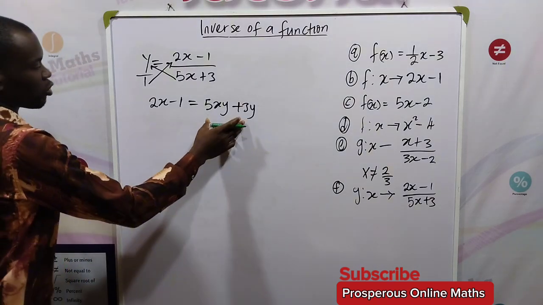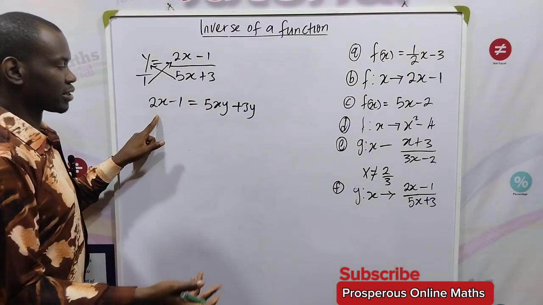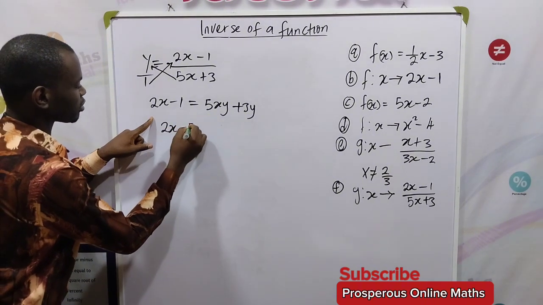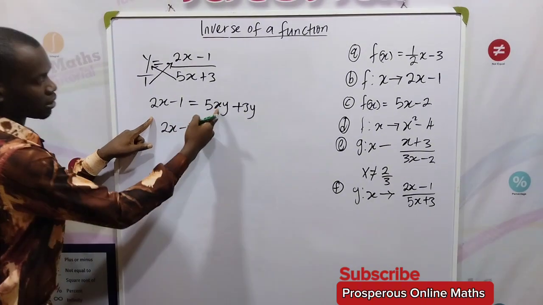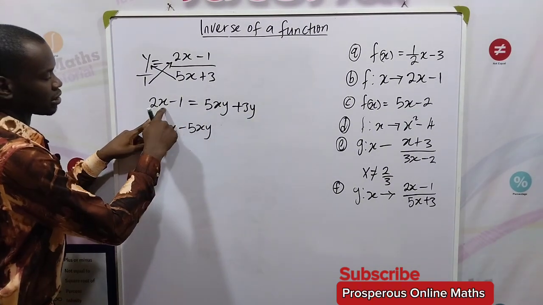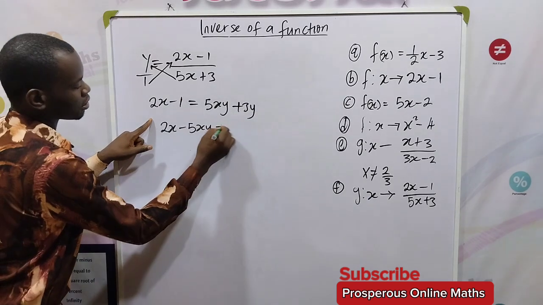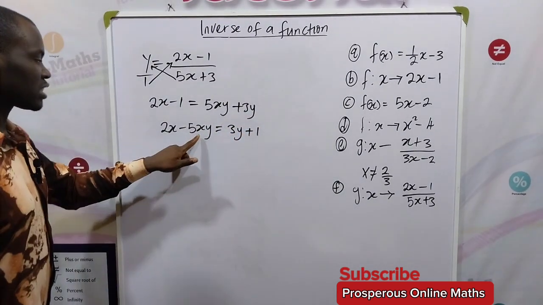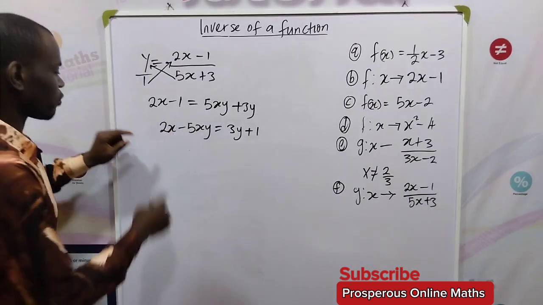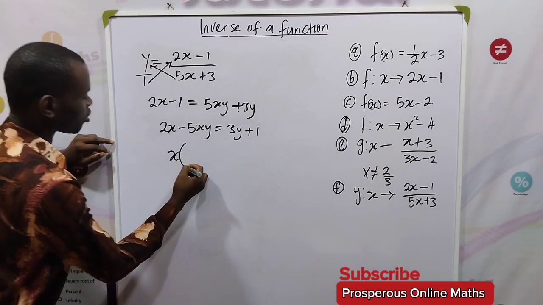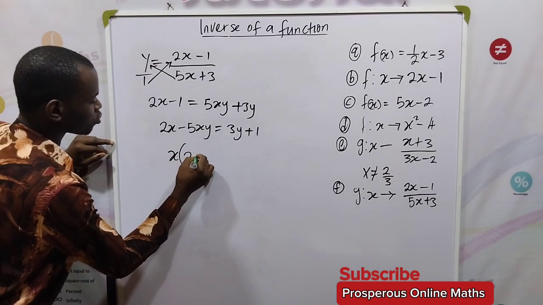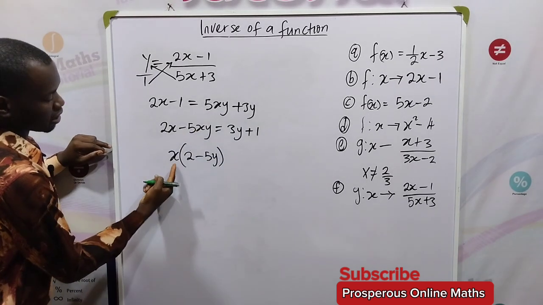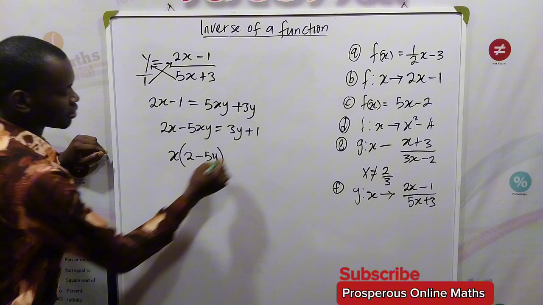Now the next thing we do is to collect like terms in terms of x. Bring all the x together. So you have 2x minus 5xy. This guy and this guy are same. Then take 1 to the other side. You have 3y plus 1. Since I have x here and x here, we factorize. This becomes 2 minus 5y. That means I've just removed the x outside. I have only these two guys remaining.